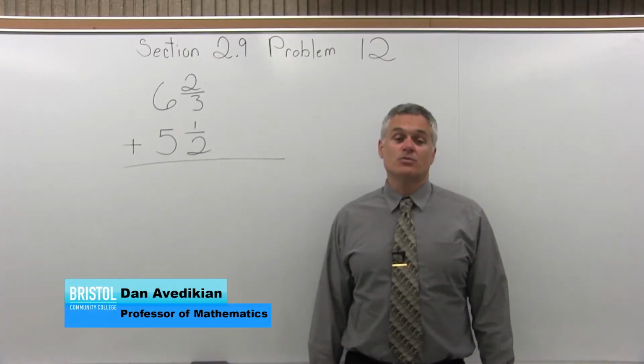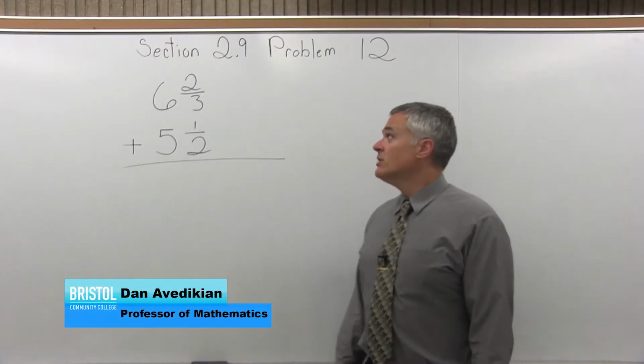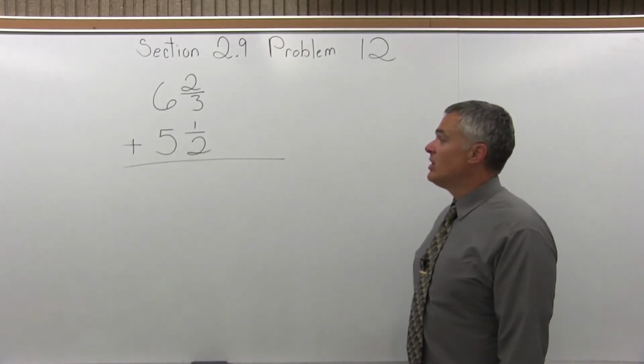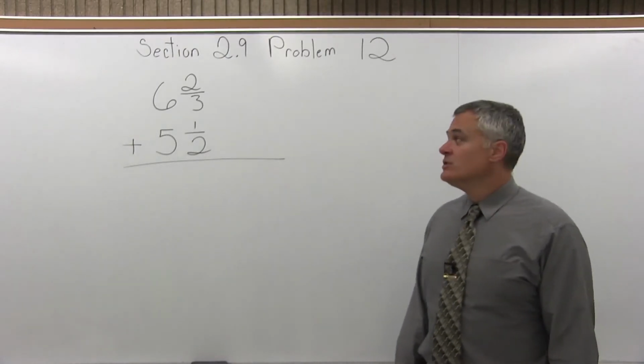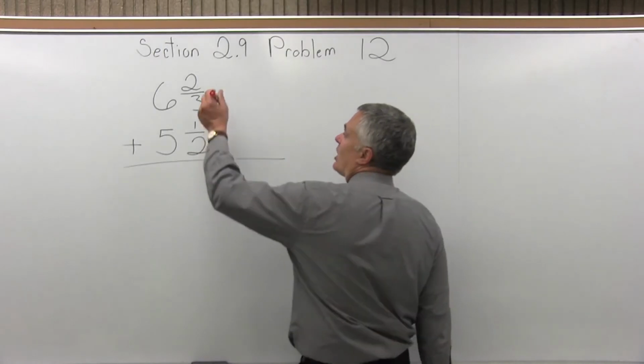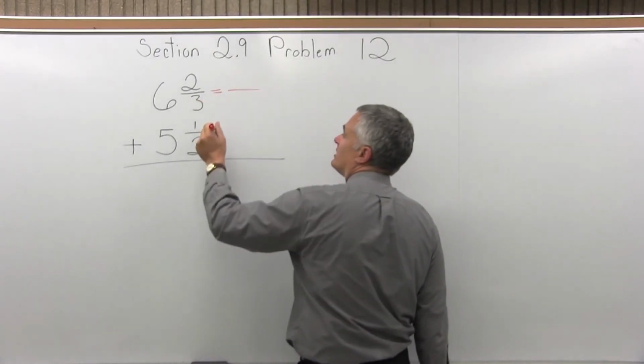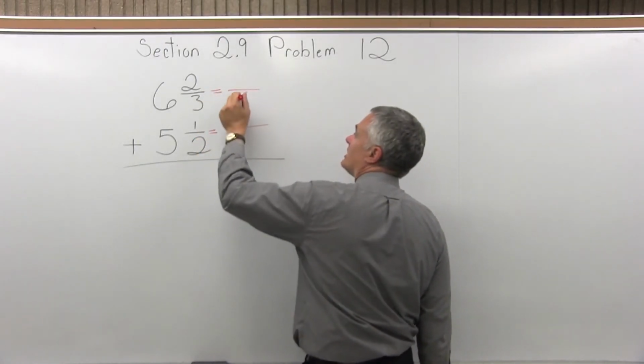This is Section 2.9, Problem 12. We have 6 2/3 plus 5 1/2. So to add these, we have to find the common denominator. So if we have denominators of 3 and 2, a good common denominator is 6.